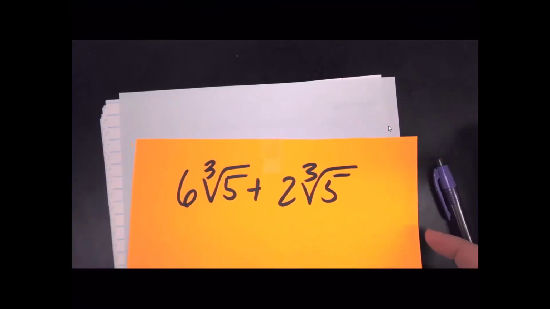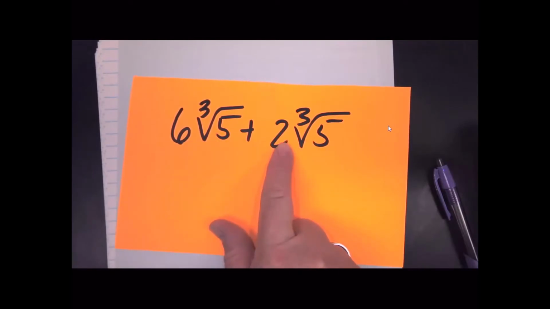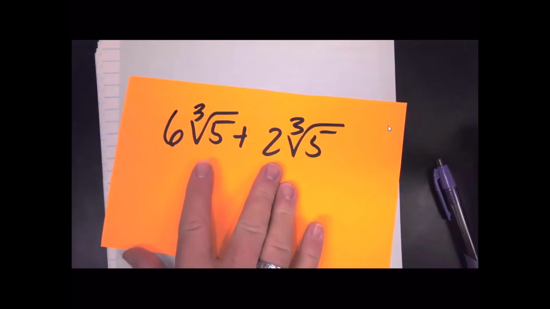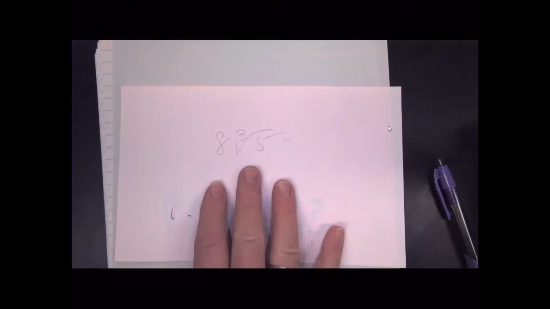Okay, so we're going to work on radical work. Again, if you already did the problem, don't worry about it. You can go through that. Okay, so the concept is 6 plus 2 is 8. So that would be 8 cube root of 5. So that doesn't change. Okay, let's do the other one that we did with addition.